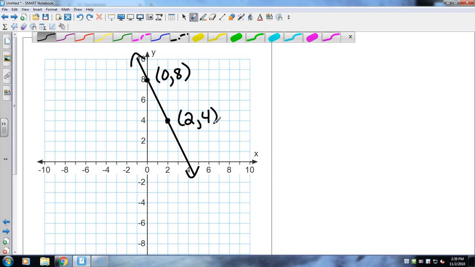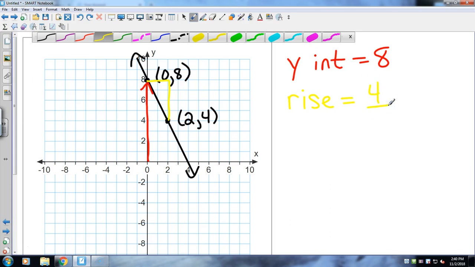So we go up the y-axis. I'm just going to go up in red until it hits, and that's my y-intercept. Keep it in red. And now I need to find my slope. So what I'm going to do is change colors, and I'm going to find my rise over run. When I rose, it was 4 spaces, and when I run, it's 2 spaces to the left, which is -2.